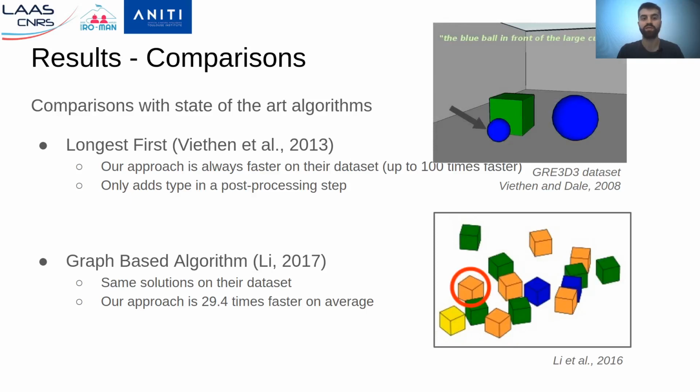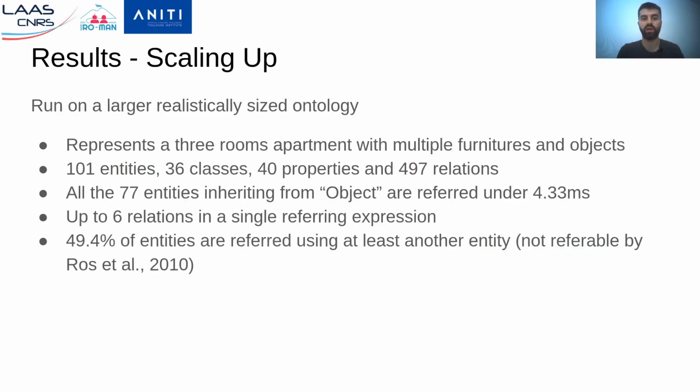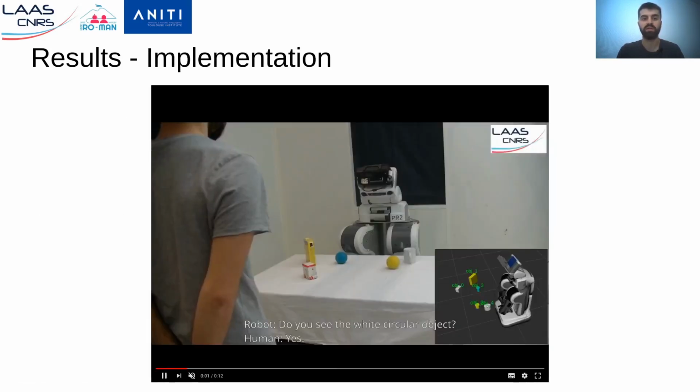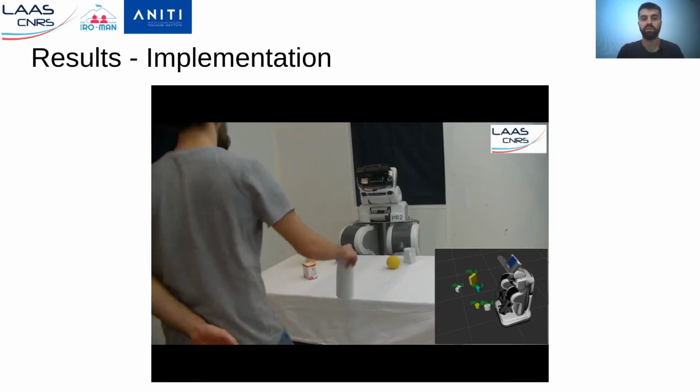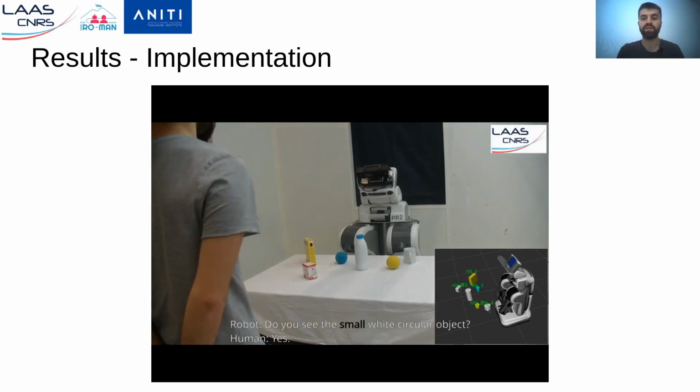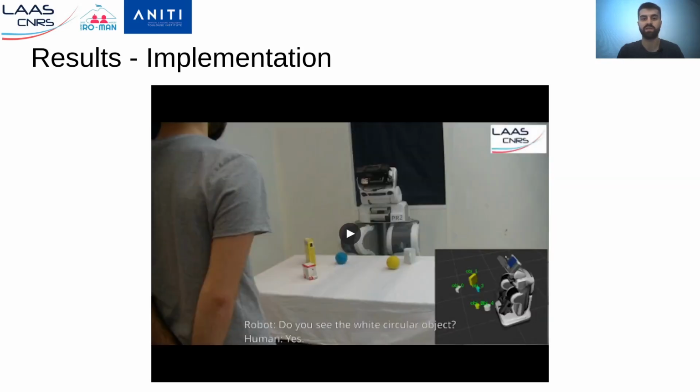We compared our approach with two state-of-the-art algorithms each time on the dataset. Our approach gives the same results and is faster in all cases. Moreover, these approaches need dedicated knowledge bases, which can be hard to maintain in a complex robotic system. We also tried our approach on a large, realistically sized ontology representing a 3-room apartment with multiple furnitures and objects. For every entity, a referring expression has been formed in under 5 milliseconds, which is highly desirable in a human-robot scenario. Finally, our algorithm has been implemented in a robotic architecture and tested on a PR2 robot. We have shown that our algorithm is able to generate pertinent referring expressions in real time on an evolving knowledge base, which is fed by a basic perception system.